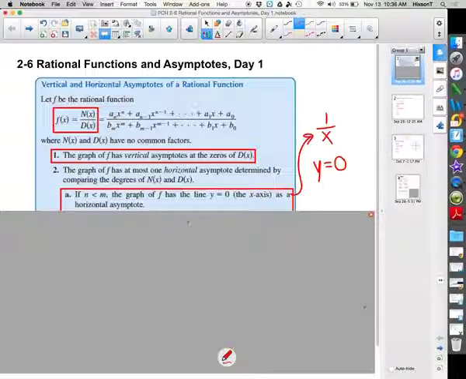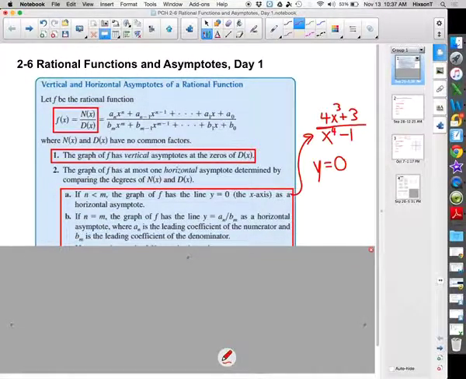That would be true even if it weren't just 1 over x. So let's say that we had 4x cubed plus 3, over x to the 4th minus 1. Here we still have a higher degree in the denominator, so y equals 0 is our horizontal asymptote.